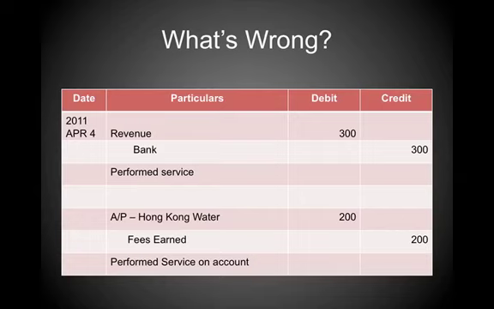In this particular chart, there are numerous things that are wrong. First of all, the second transaction is missing the date. And also, the first transaction, revenue and bank, should be flipped around. The bank should be debited while revenue should be credited. Also in transaction 2, it should be accounts receivable and not accounts payable.